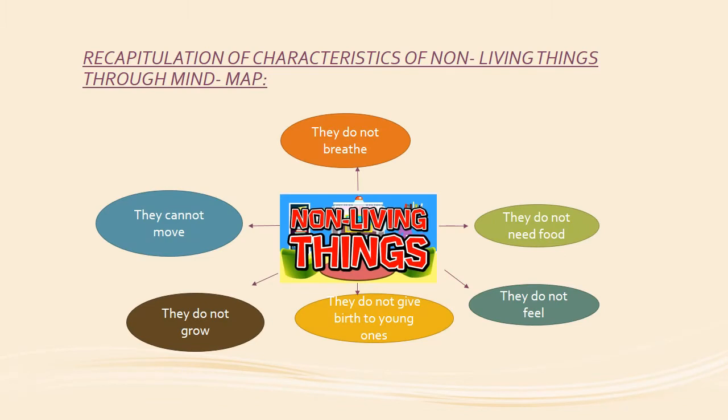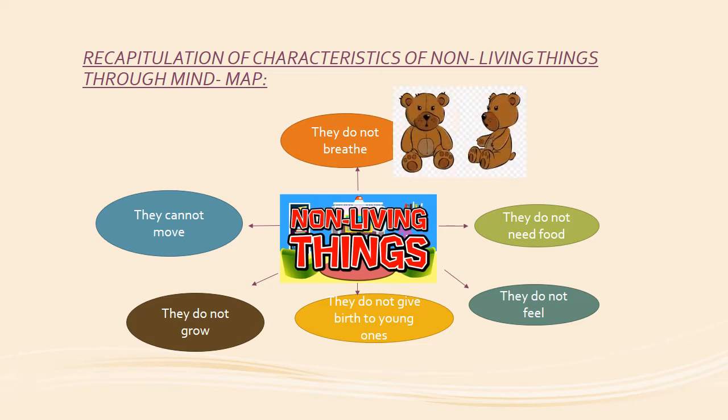This slide shows the characteristics of non-living things. The first characteristic, they do not breathe. Can a teddy breathe? No, it cannot. It does not require oxygen. The next characteristic, they cannot move. The doll cannot move. It is possible only if you carry the doll and move somewhere.